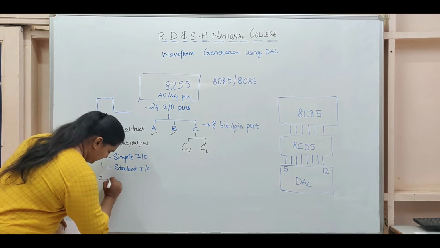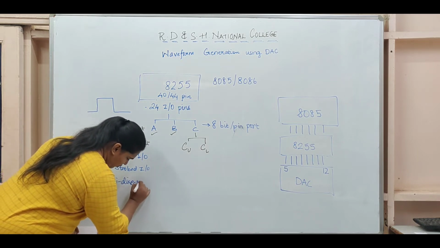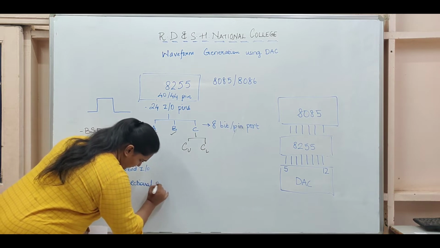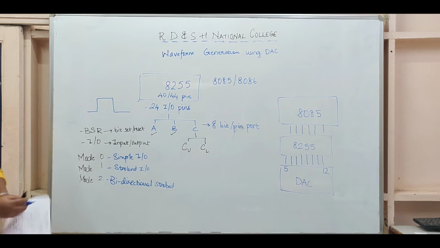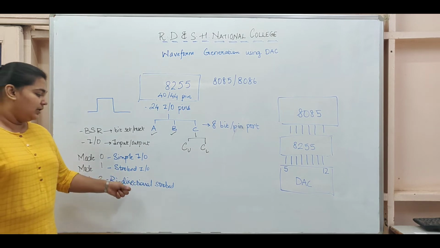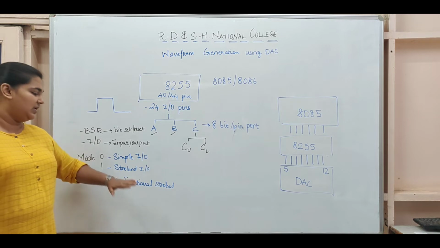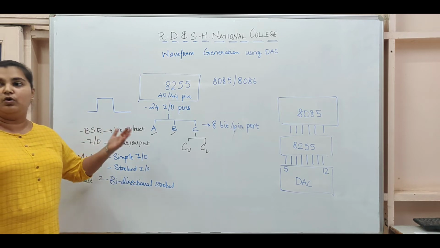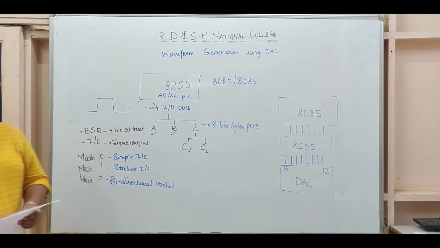And mode 2 is basically bidirectional strobed. So what happens here is that not just the 8085 can be brought to the peripheral frequency, even the peripheral can be brought to the 8085 frequency. So that is why it is bidirectional strobe.